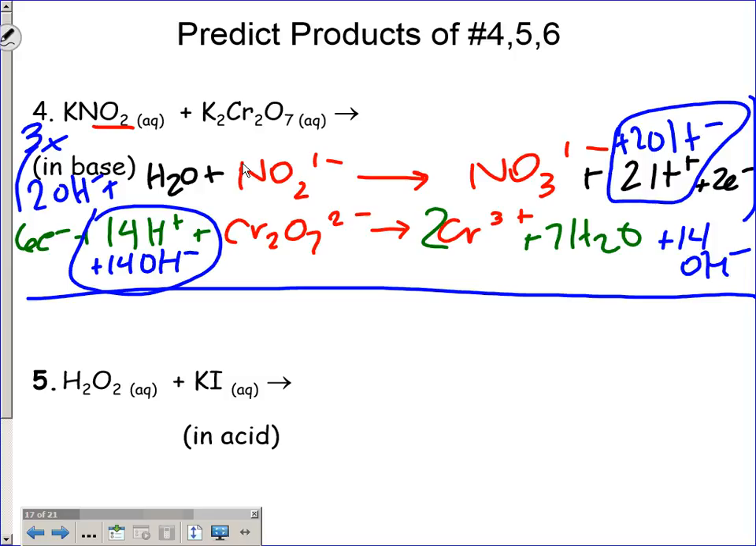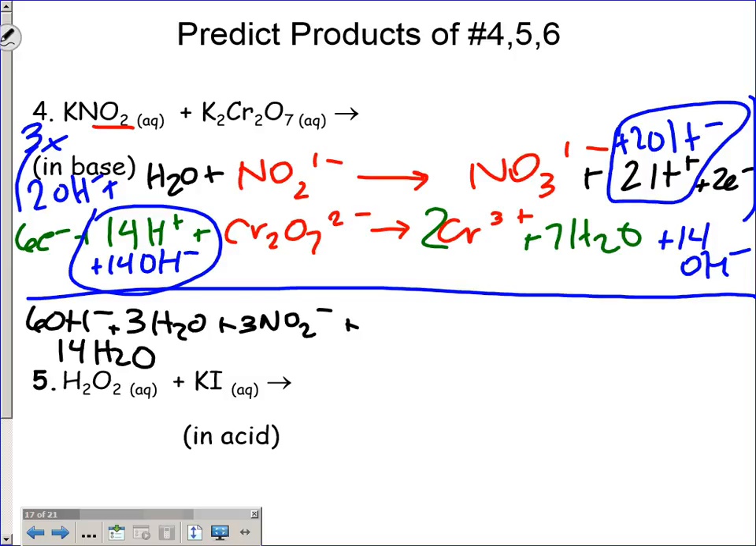So 3 times 2 OHs, 6 OHs. And then 3 waters plus 3 nitrites yields, plus all this junk on the bottom, okay? 6 electrons and 6 electrons we know are going to cancel automatically, so I'm actually not going to write them down right now. So that's 14 waters still, because the H plus and OH come together to make water, plus dichromate. Let's get long, guys. There's all my reactants.